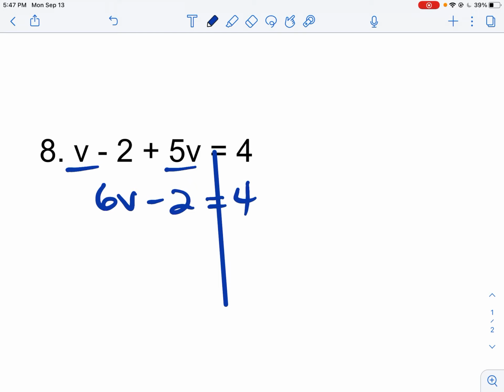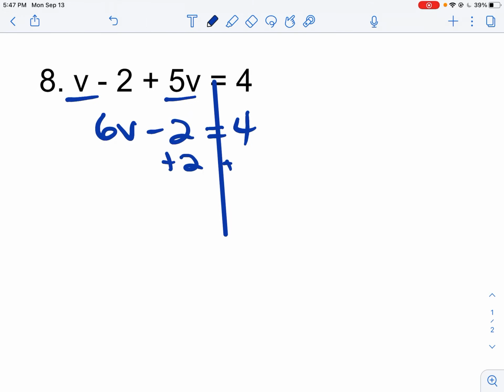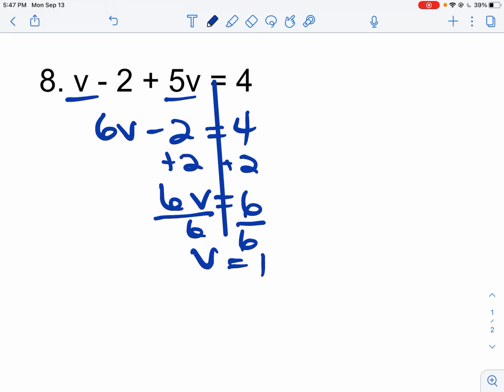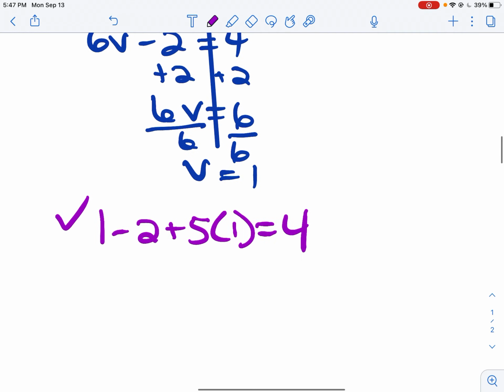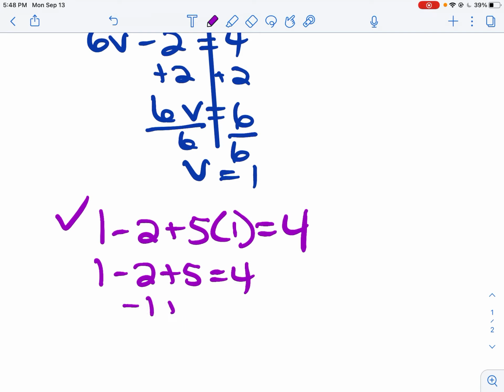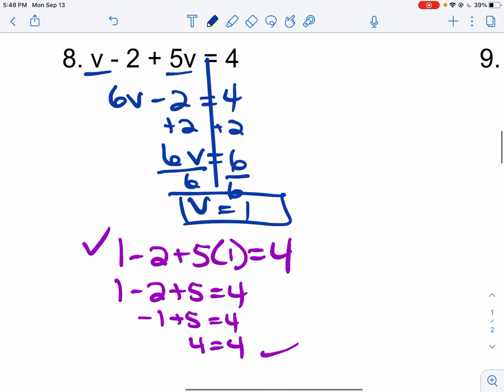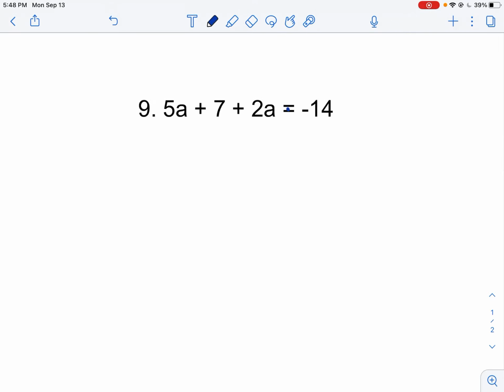Combine like terms. I get 6v minus 2 equals 4. I need to get the v by itself, so I'm going to add the 2 to the other side. 6v equals 6. I divide by 6, and v equals 1. I plug it in to make sure that I have the correct work. 1 minus 2 plus 5 times 1 equals 4. So I have 1 minus 2 plus 5 equals 4. So this would get me negative 1 plus 5 equals 4, and 4 equals 4. So I have the correct answer of v equals 1.